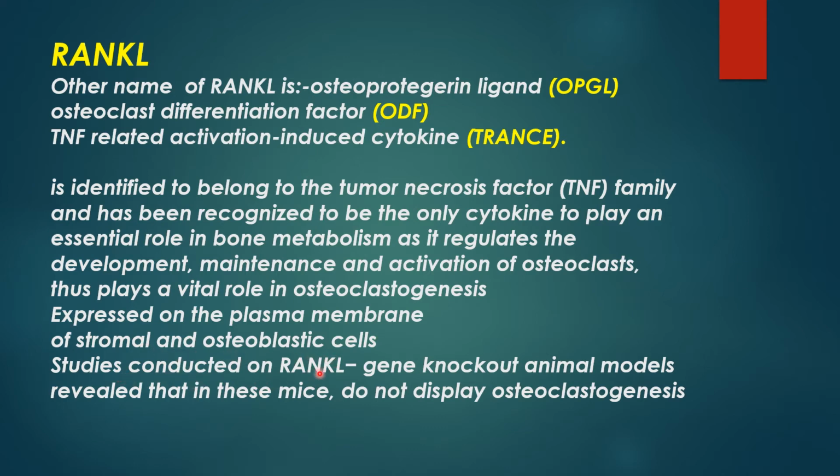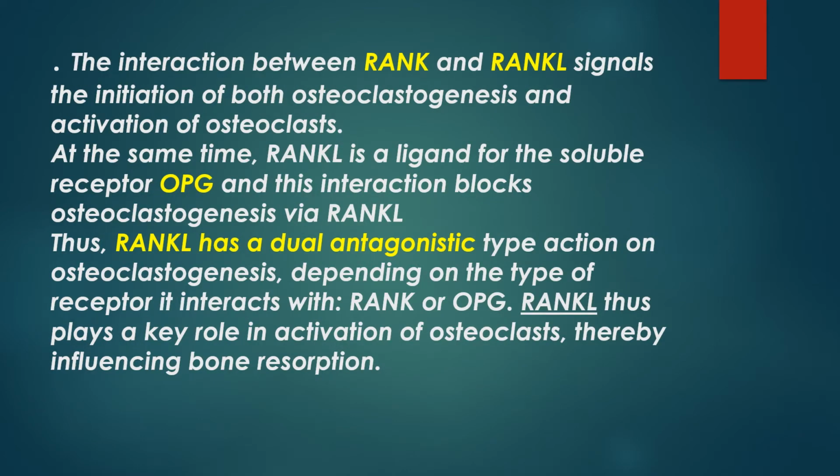A study conducted on RANKL gene knockout animal models revealed that these mice do not display osteoclastogenesis. The interaction between RANK and RANKL signals the initiation of both osteoclastogenesis and activation of osteoclasts. At the same time, RANKL is a ligand for the soluble receptor OPG, and this interaction blocks osteoclastogenesis via RANK. Thus, RANKL has a double antagonist type action on osteoclastogenesis.